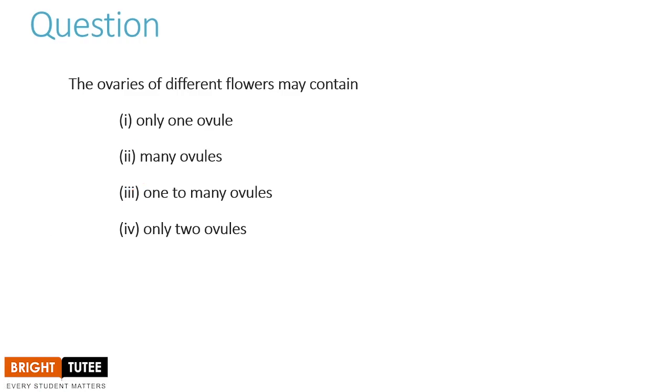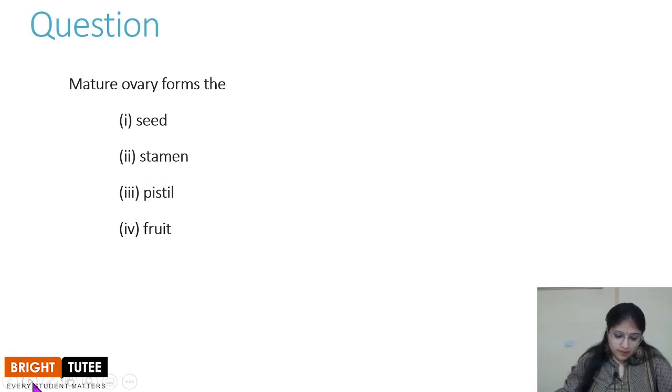So in this way, students, we talked about sexual reproduction and the different processes that are involved in it. I hope you were able to understand this clearly. Mature ovary forms. So we saw that the mature ovary was forming the fruit. Fruit is also called the ripened ovary. The examples are many, that is your mango, guava, apple. All of these are examples of the mature ovary which contains seed.